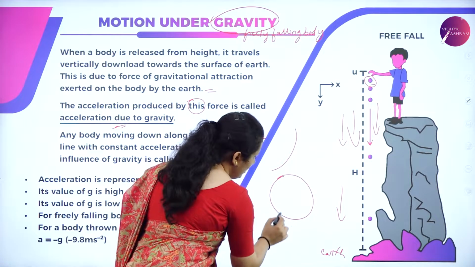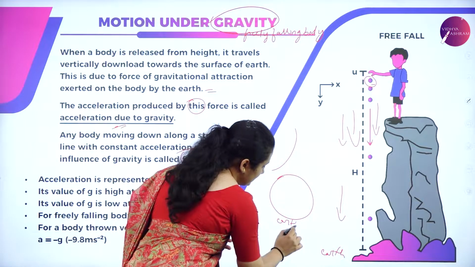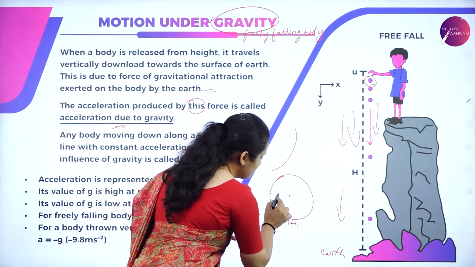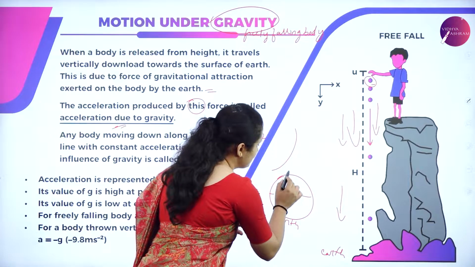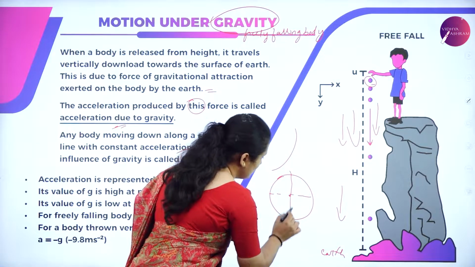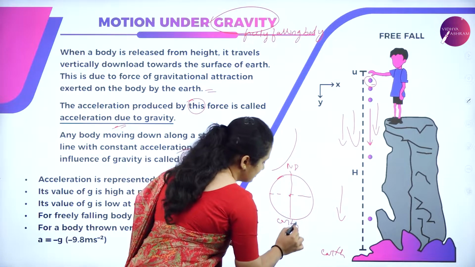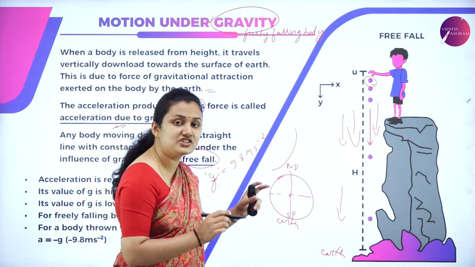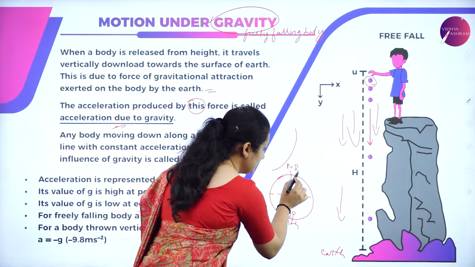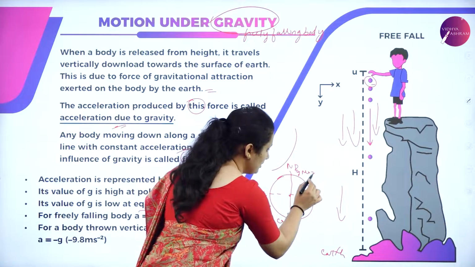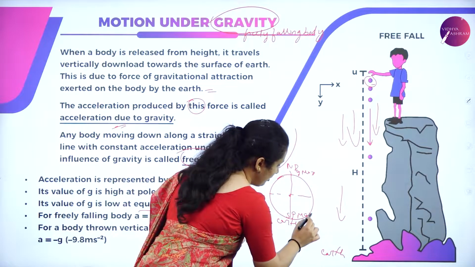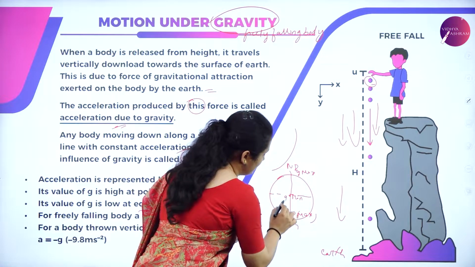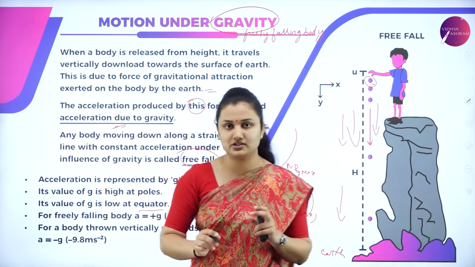Consider this is your earth, and this is the center point of the earth. And you know, this is your equator, this is your north pole and this is your south pole. So the gravitational constant g is maximum at poles. It is maximum at poles and it is minimum at equator. g is minimum at equator.